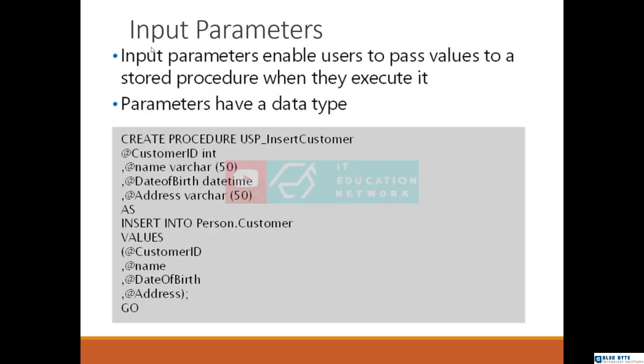As we know, usually when you create a procedure or a function, you might be able to send data from the main code to the code in the procedure or in the function. So you can define input parameters, which enable users to pass values to a stored procedure when they execute it. Parameters have a data type, so to define one, you just need to add this @. That @ is going to work as a bridge between the main code and the code which is inside your procedure, so you can process the data being received from the main code inside the procedure itself.